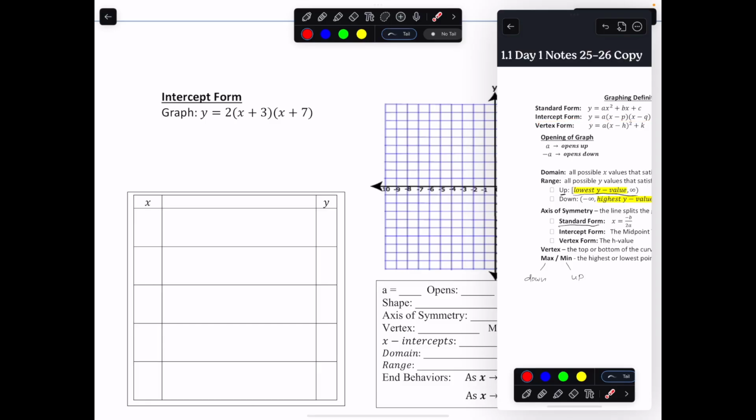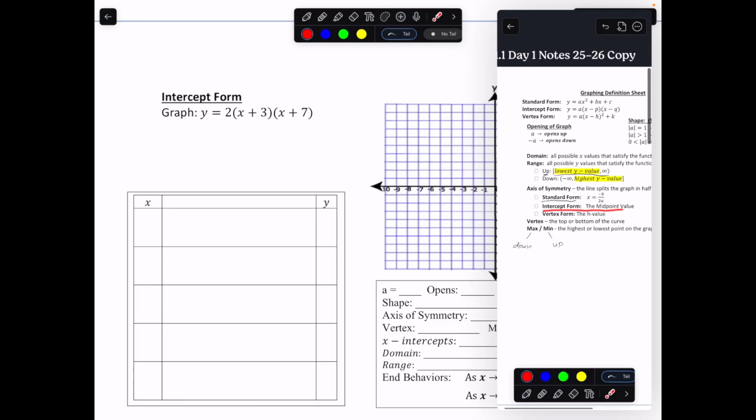A lot of the information is still the same. We still have our a value. We still have to find the axis of symmetry, which, by the way, in intercept form, is the midpoint. Well, how the heck do we find the midpoint? That's a good question. We're going to use something called the zero product property.